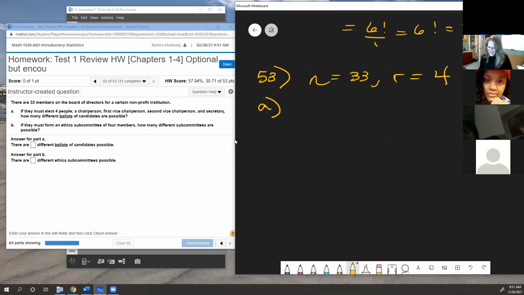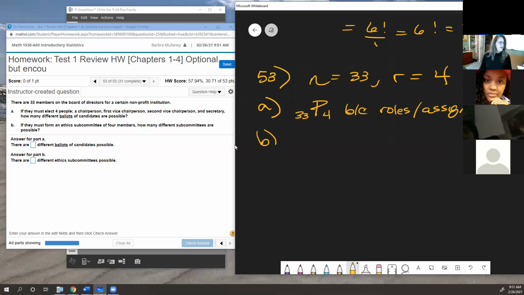Oh, and we already got it, Catherine, did you? Yeah. Okay, so I like the fact that A is larger than B because you intuitively knew this was a permutation, because of the assignments that we're giving each of these 4 people. There are a lot of ways we could take those 4 people and arrange them into those roles in the company. So this is definitely a permutation of 33 items taken 4 at a time.